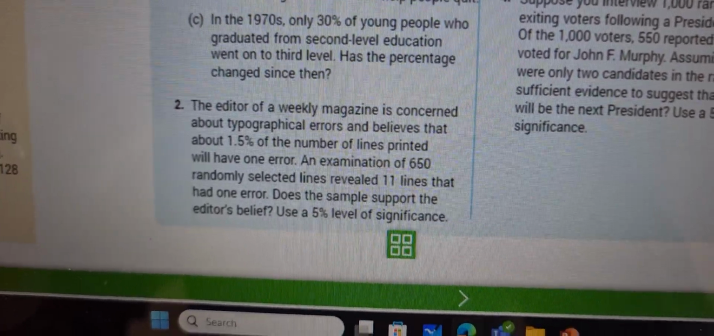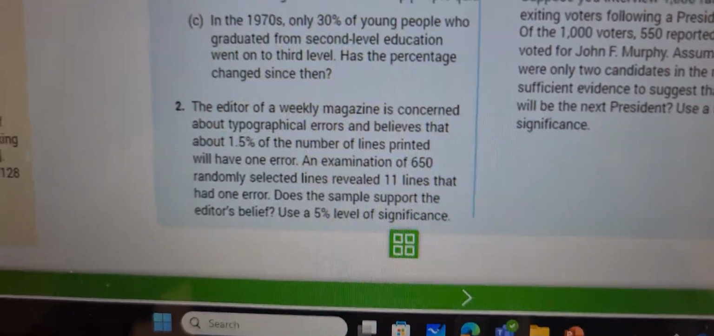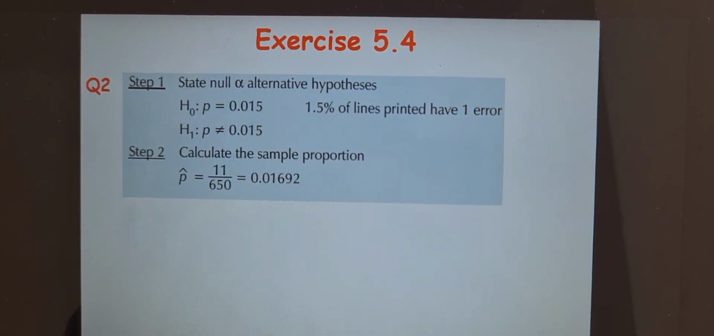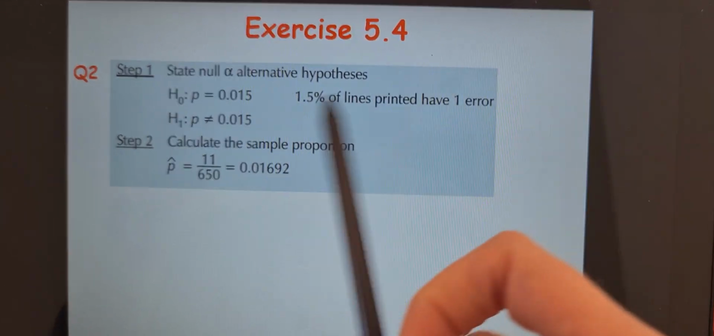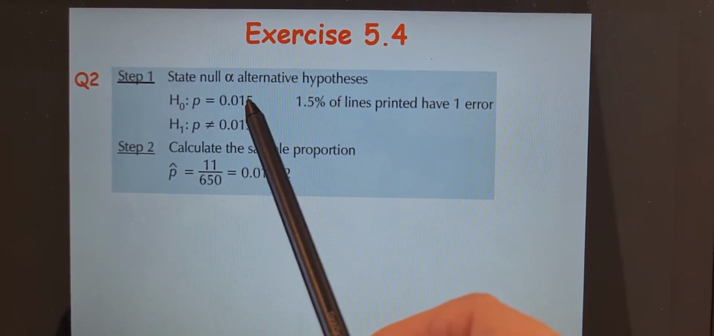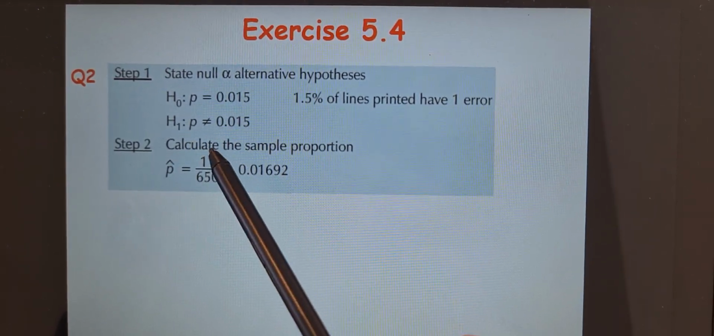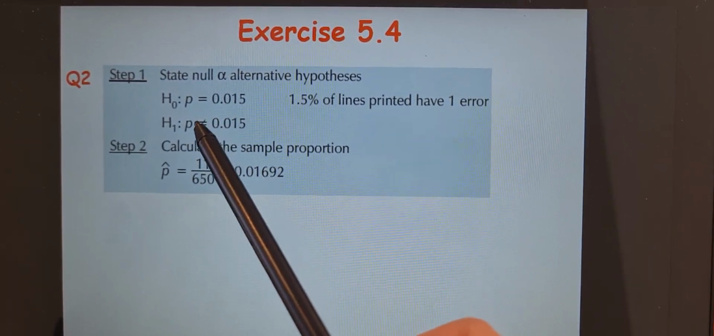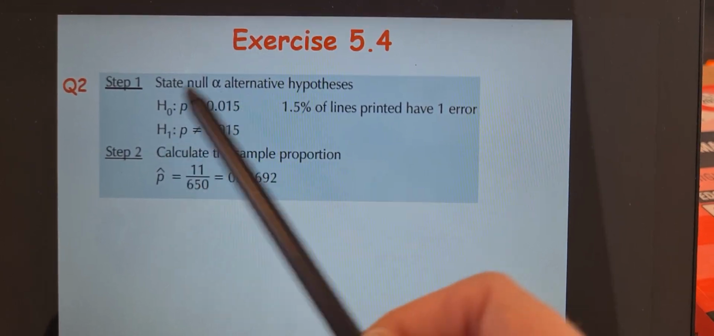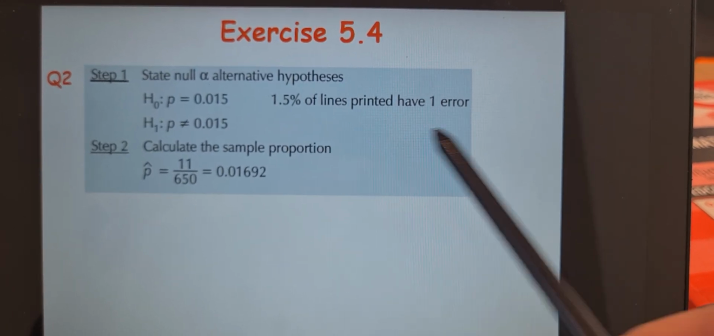So we set up a hypothesis test for a proportion, which means we have to do a confidence interval test. Okay, the null hypothesis H0 is that the proportion p is equal to 1.5% or 0.015. So 1.5% of lines printed will have one error. And then the alternative hypothesis is that 1.5% of lines do not have one error. So make sure you do write the sentence beside that as well.